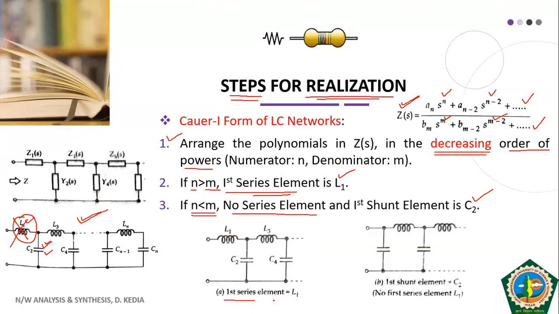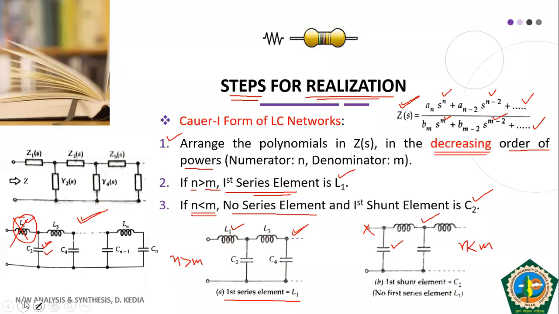This is what we will have. So in case n is greater than m, we will have this kind of Cauer one form. If the numerator has a lesser power than the denominator, then we will have this type of network. Here you see that the first element is a capacitor; we have removed the inductor from the starting point. And here the inductor is present. I hope this is clear to everyone. It is very, very clear.